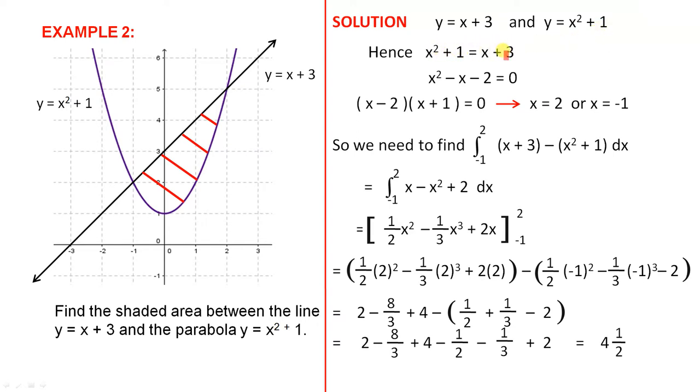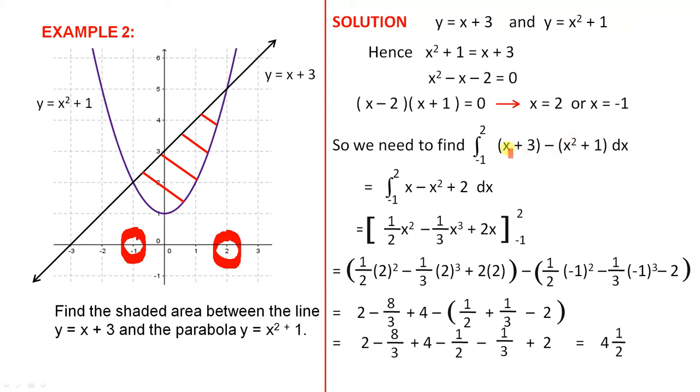So we can let them equal each other, which gives us that quadratic equation. When we factorize and solve this, we get x equals 2 or x equals minus 1. So they are our limits. X equals -1, x equals 2. So they're our limits, which we use in the integral. So we need to find the integral of x plus 3 minus, in brackets, x squared plus 1. So that's basically the area under the line minus the area under the curve.